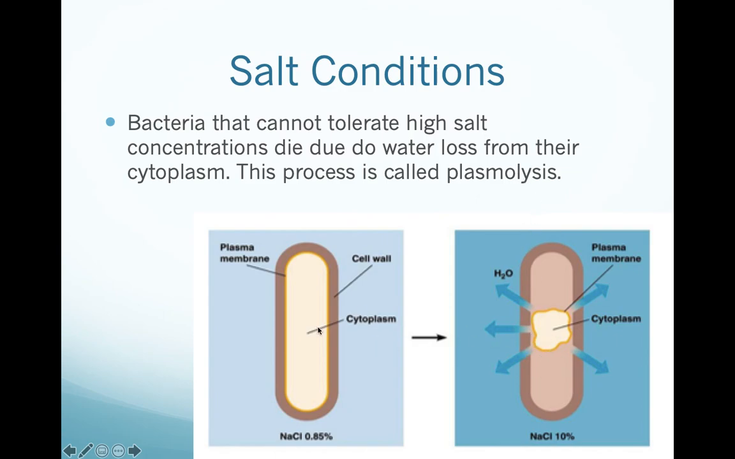Osmotolerant organisms can survive this massive shift in water. Then when the salt concentration drops down, the water will rush back in and fill up the cytoplasm again and cause the cell to become back to normal. Osmotolerant cells can survive this process. Halophiles can survive this process. Most other bacteria species cannot. Once this happens to them, they will die.